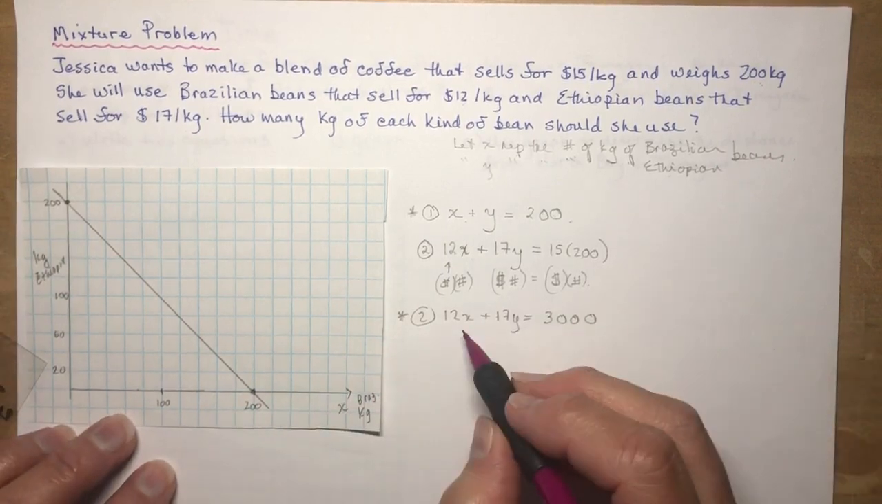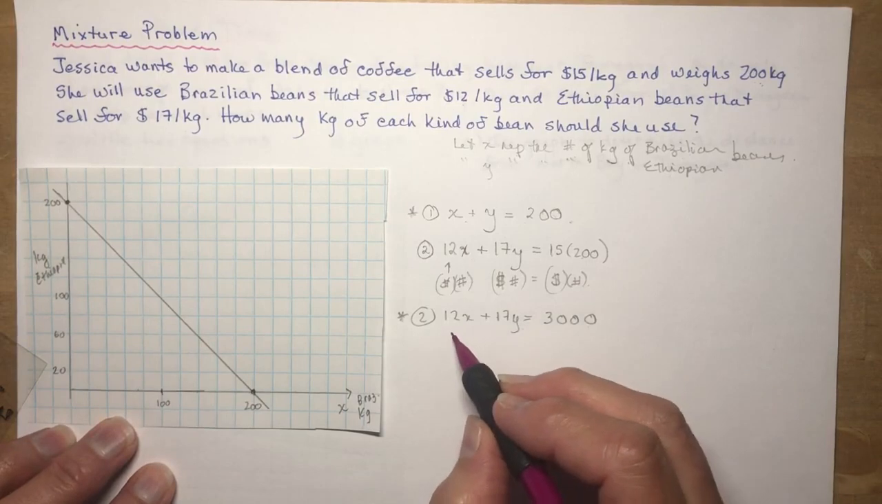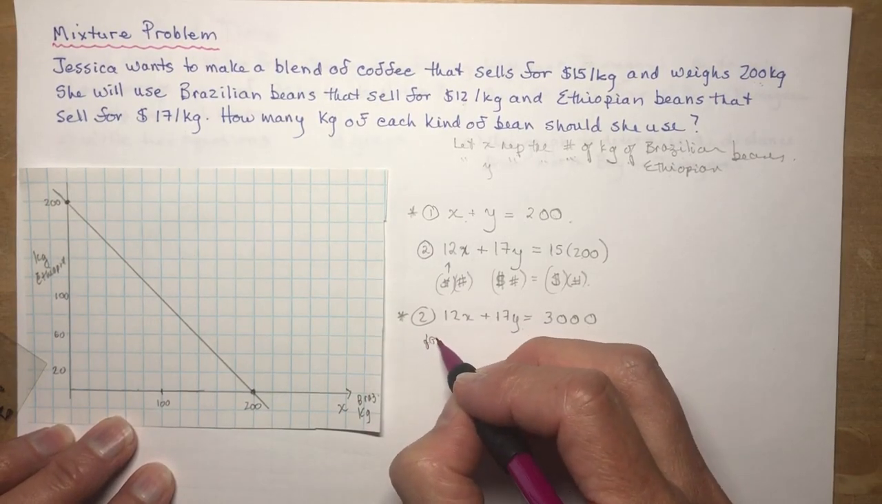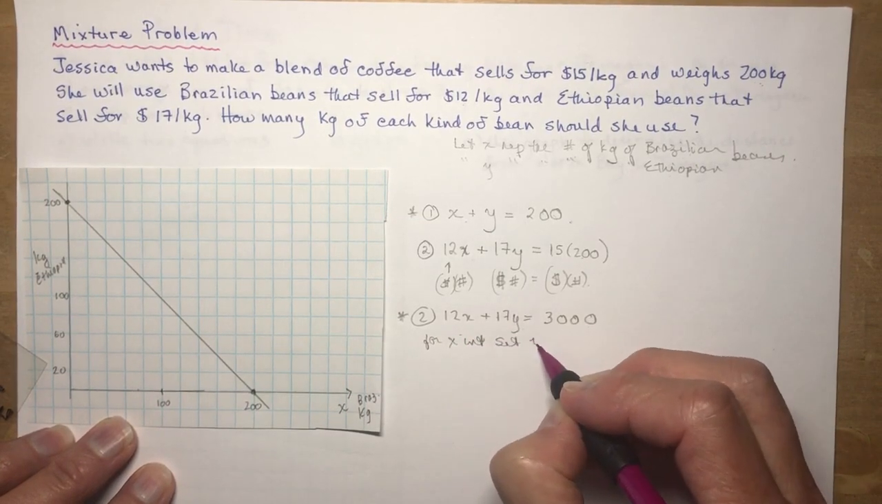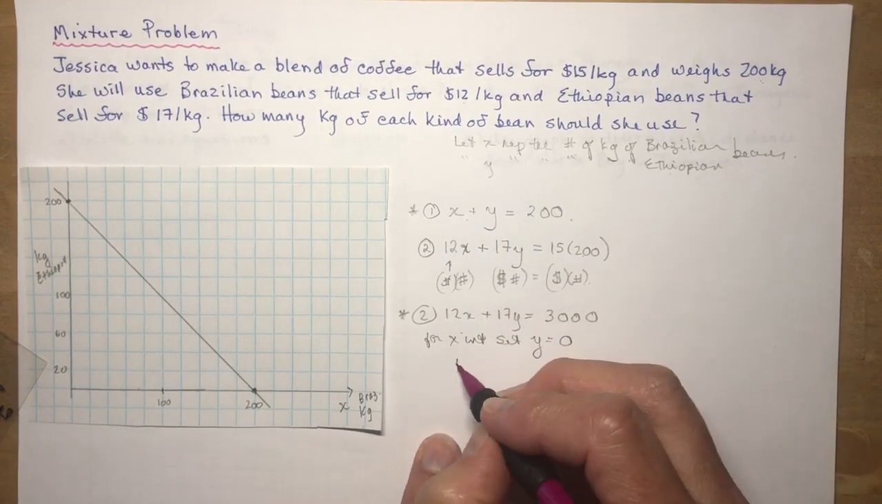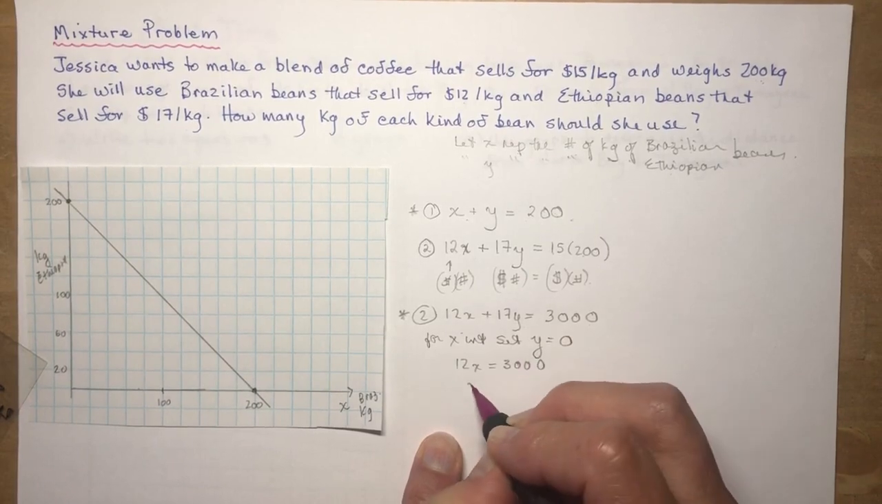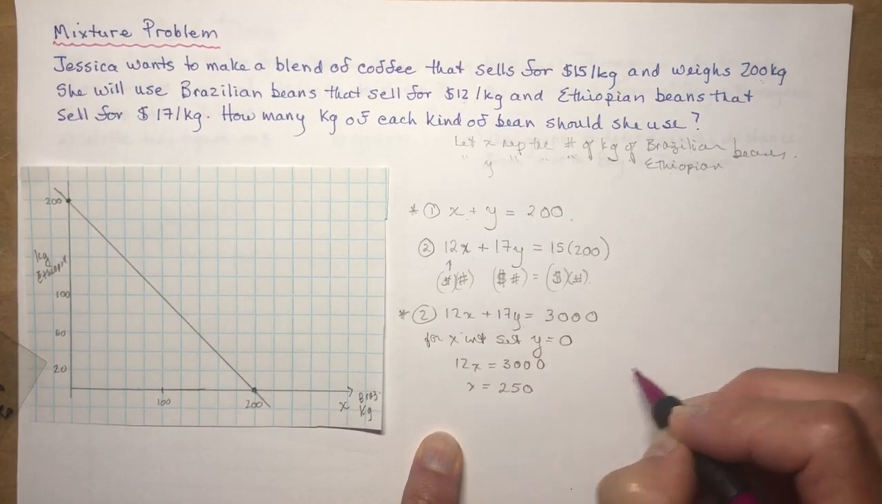Now the second equation though, 12x plus 17y is 3,000. I need to find the x and y intercepts. So for the x-intercept, we're going to set y equal to 0. So if I do that, then I get 12x equals 3,000. And that means x is going to be equal to 250 if you divide that out.